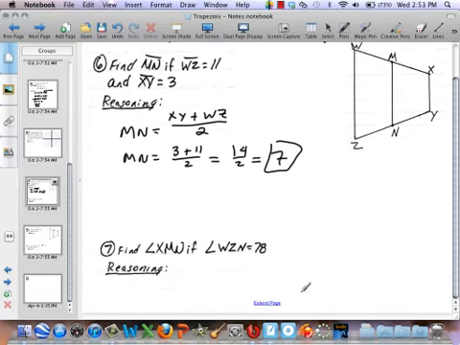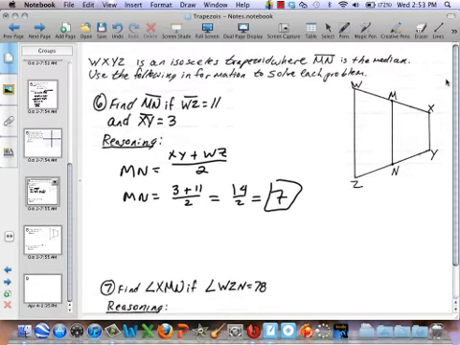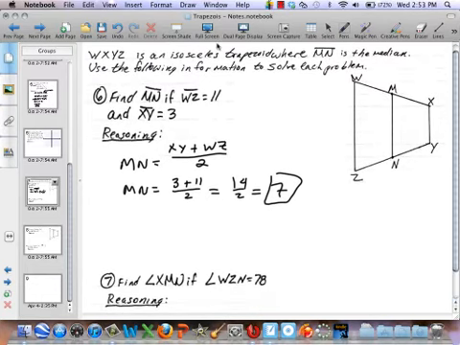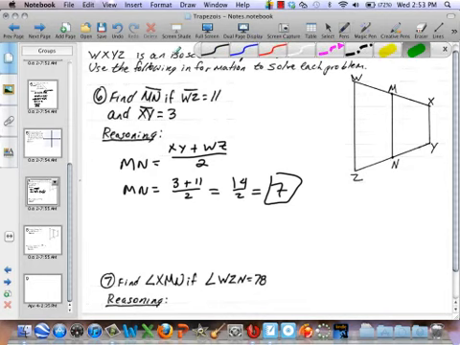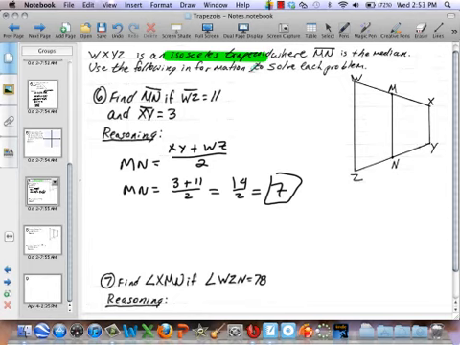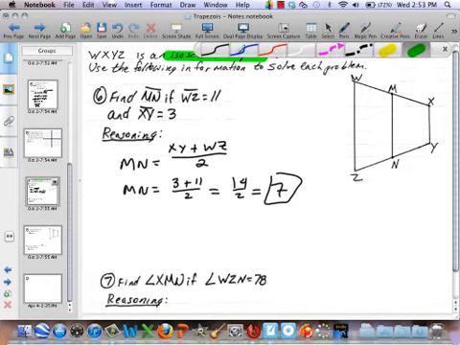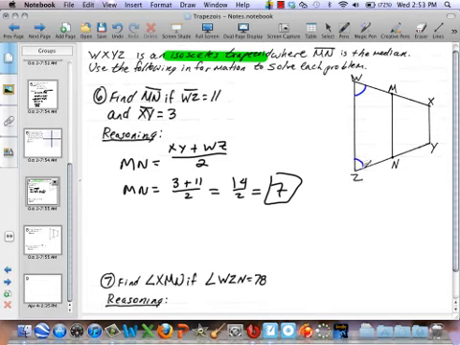Alright, guys, here we go. Here's a good question for you. Find angle XMN if angle WZN is 78. If you notice right here at the very beginning, what type of trapezoid do we have? Isosceles trapezoid, which means what? That XY is parallel to WZ. That's the fact that it's a trapezoid. It tells us the diagonals are congruent. What else? Base angles are equal. So therefore, W and Z are the same measure.